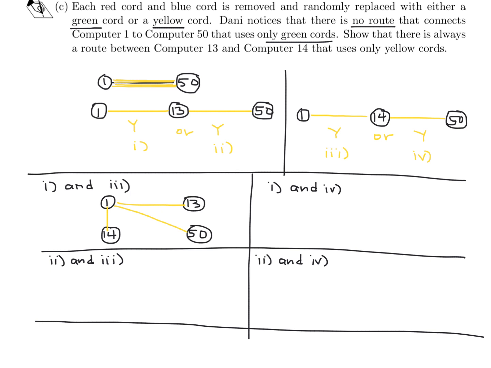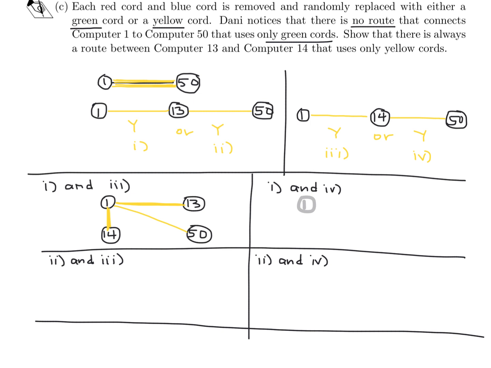So what does that prove? Show that there is always a route between computer 13 and 14 that uses only yellow chords. Well, yeah. From here to there. That route right there. 13 to 1, 1 to 14, or 14 to 1, and 1 to 13. You got it? Hopefully that makes sense. Okay, so let's do the same thing. Let's see if it holds true with this guy.